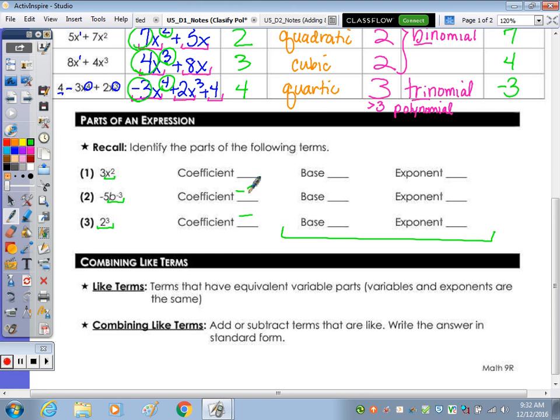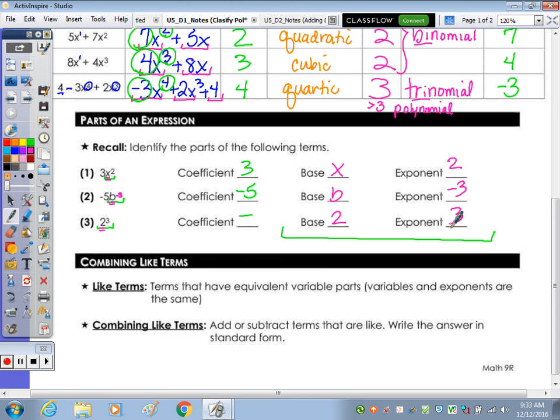This one has a negative 5, and this one a 3 in front of the x squared and b to the negative 3. The base, okay, we raise the base to the power. The exponent is attached to the base. So here we have a base of x, here a base of b, and here the base is 2. And then the exponent, we have a 2, negative 3, and 3.